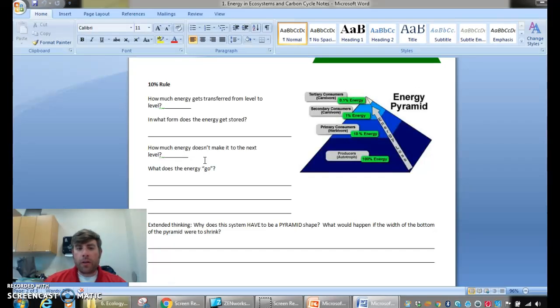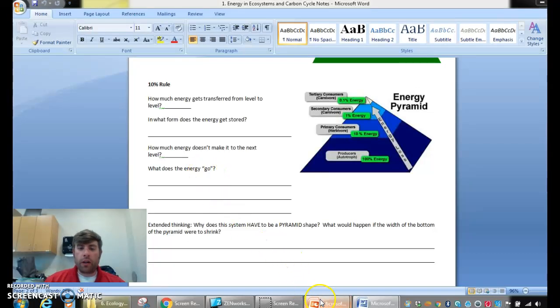The next question here is how much energy doesn't make it to the next level? So if it's the 10% rule, I hope you're able to answer how much energy isn't making it to the next level. Now, we need to answer this. Oh my gosh, there's a misspelling on here and I just realized it. It says "what does the energy go?" It should be "where does the energy go?" Okay, so where does the energy go?